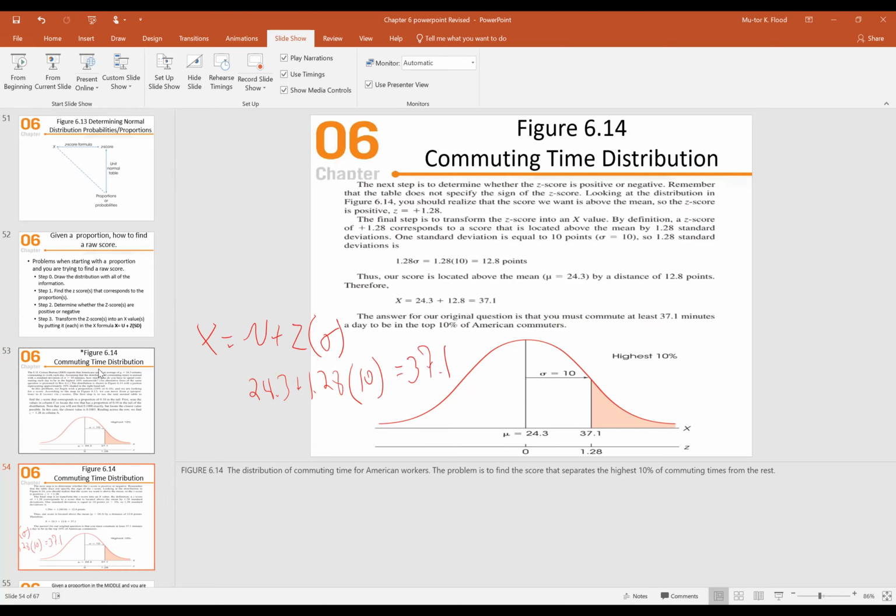So the answer for our original question is that you must commute at least 37.1 minutes a day to be in the top 10% of American commuters.